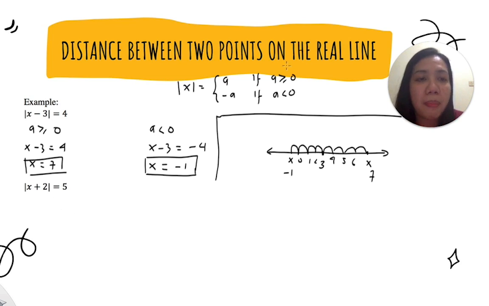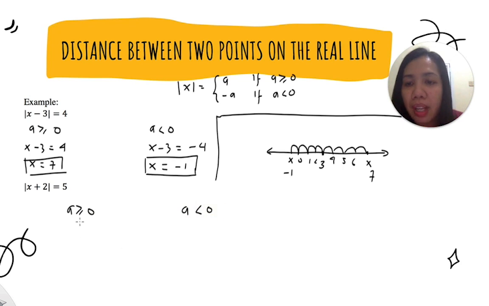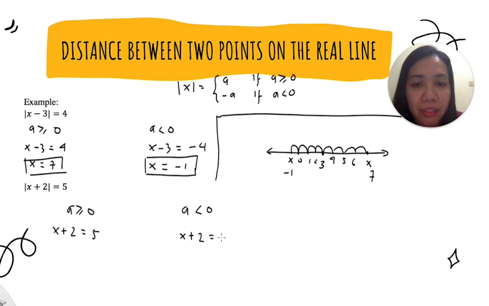Okay, now let's apply the first possibility here, if a is more than or equal to 0, and in here a is less than 0. For a more than or equal to 0, we first write the inside part x plus 2 and write 5 as it is. Now here we write the inside part x plus 2 and take the negative of 5, which is minus 5.